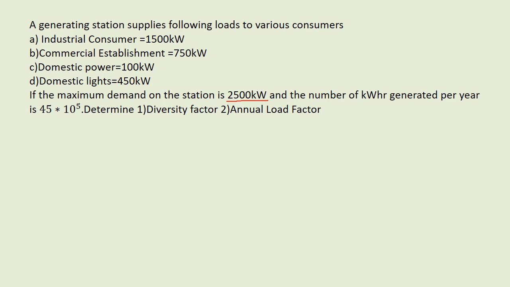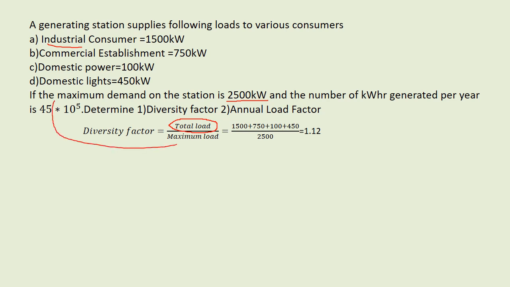So if I say the diversity factor, it is the total maximum demand of the various areas. This is an industrial area, commercial, domestic power and domestic lights. So these are the maximum demands of various areas, the sum of all the areas, divided by the simultaneous maximum demand of your particular station. This is the simultaneous power. So it is 1.12.